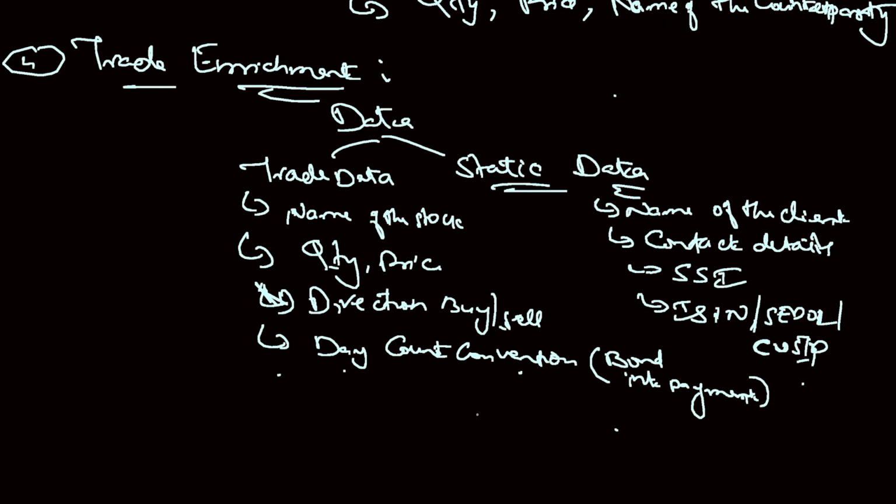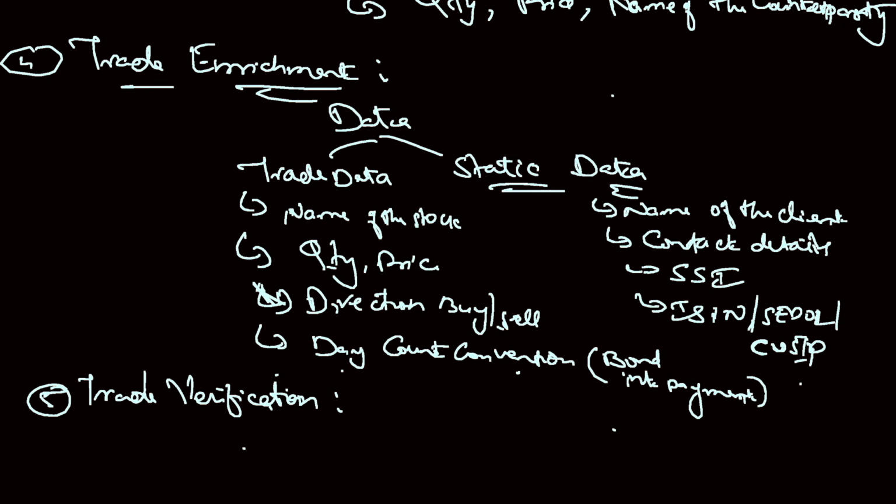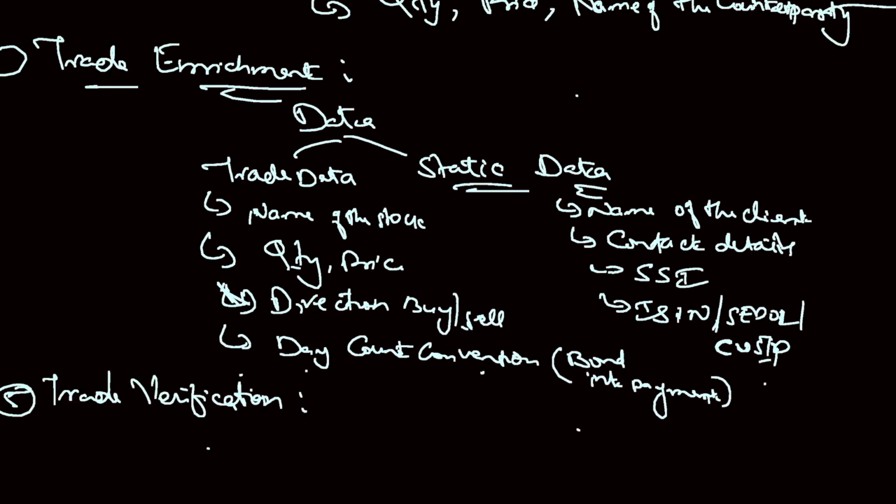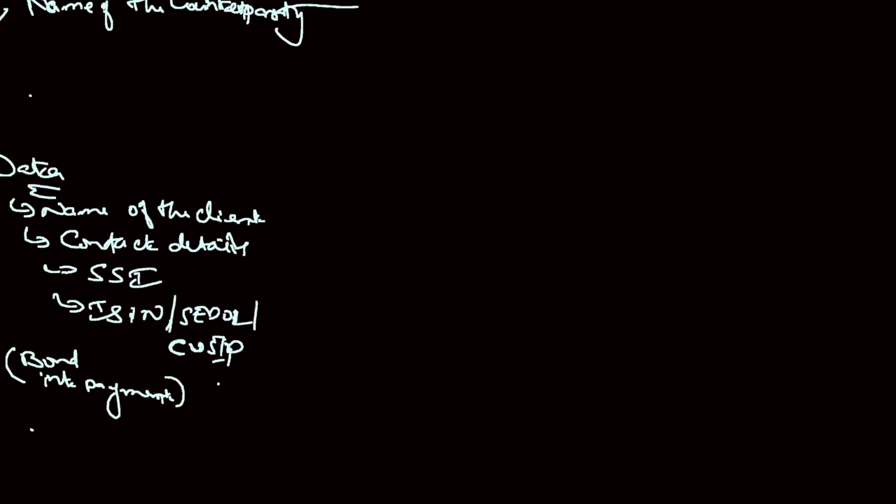Then the next step is called the trade verification stage. After trade enrichment, trade verification stage happens, wherein trade data and static data will be cross-checked again to find if there are any discrepancies, and if there are any discrepancies, they will be sorted out and amended here itself. So that's trade verification.